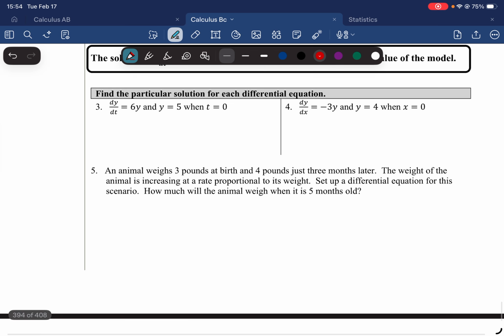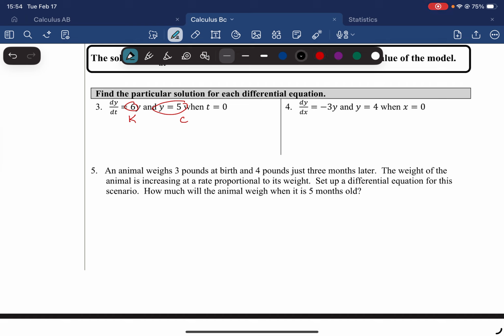Number 3 says dy dt is equal to 6y and y is equal to 5 when t is equal to 0. So dy dt equals 6y. Well, that 6 is the same as saying k, because remember our equation is dy dt is equal to k times y. And then y is equal to 5 is our c value, because that's our initial condition. How do I know it's our initial condition? Because t is equal to 0.